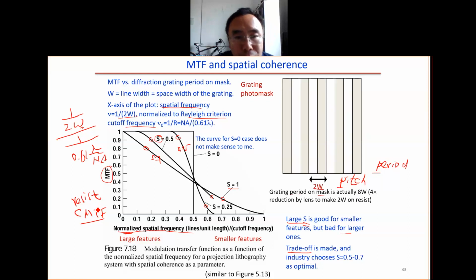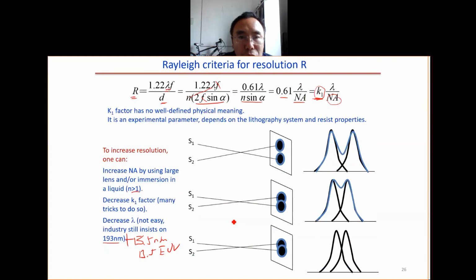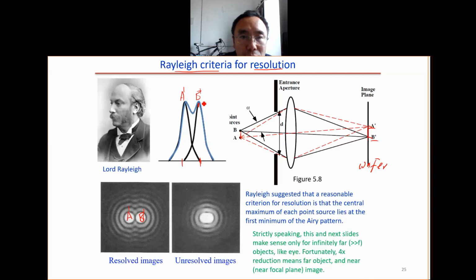Eventually, as you can imagine, the resolution usually depends on the photoresist. If we have a very good photoresist, a low MTF can be resolved. If we have a very poor photoresist, you need a very good MTF in order to resolve it. This is a periodic structure. If we look at the Rayleigh criteria, this one is the I max, this one is the I minimum. You can also get the MTF from this minimum and maximum light intensity.